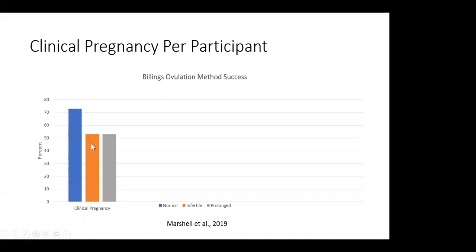And then infertile is the group that had been attempting to conceive for 12 to 24 months, greater than 50%. And then prolonged is they were attempting to get pregnant for more than 2 years. And you can see here, again, there's not really the drop off. Of course, these aren't age groups, but you don't see a difference in the prolonged infertility compared to the 12 to 24 month infertility.